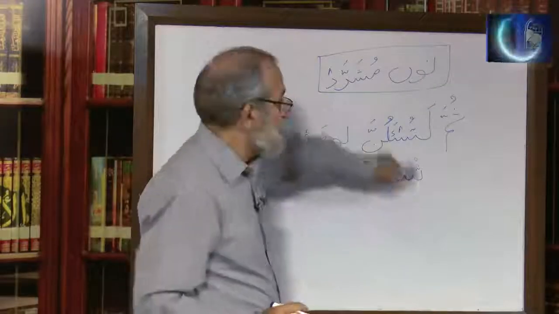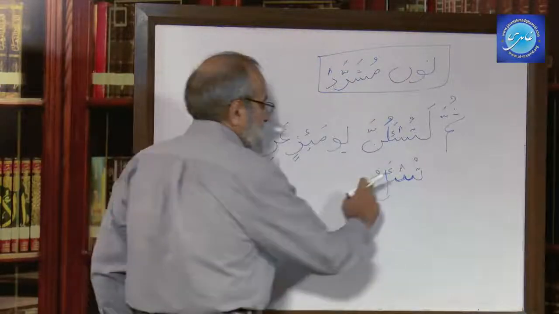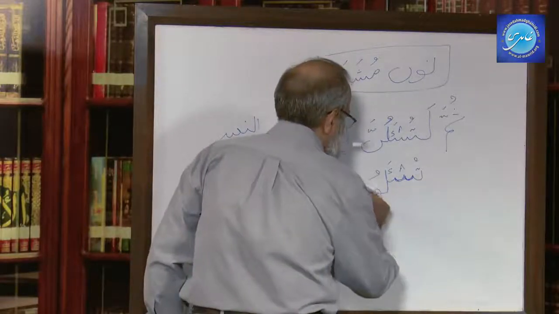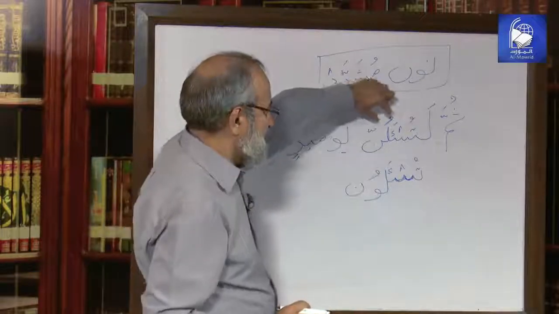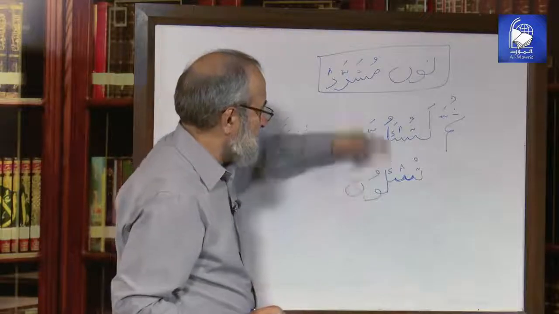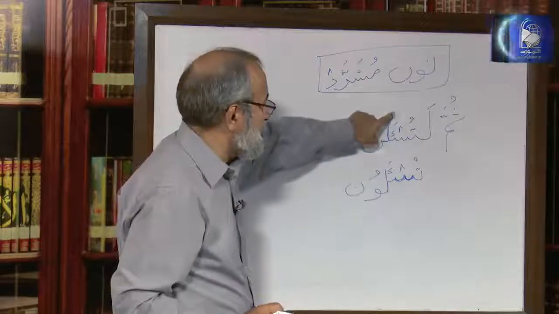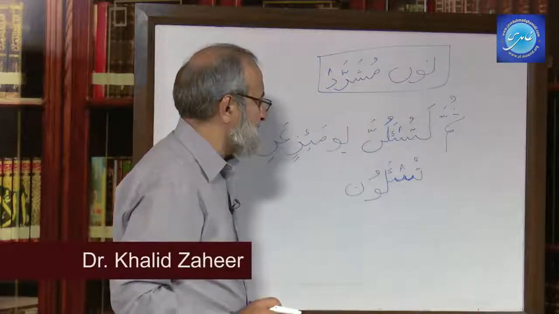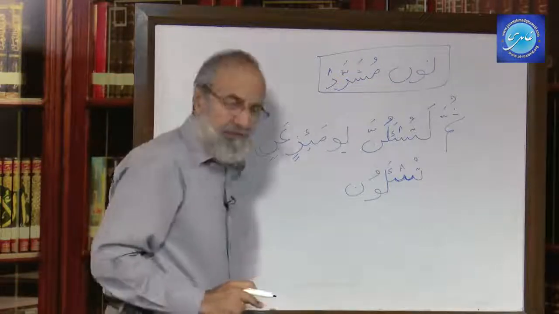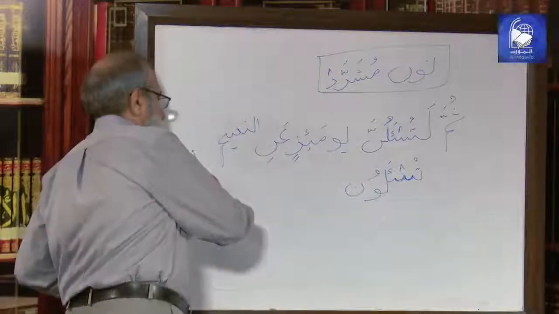This is passive, but it has become tus'alunna. No, it wasn't tus'alu, it was tus'aluna, because this is the deciding factor. If it is dhamma pesh, then it's actually tus'aluna, which is plural, which is converted like this. Had it been a fatha zabr, then it would have been singular. Thumma latus'alunna yawma'idhin 'anin na'im. Thereafter, you're most certainly going to be asked about the blessings.